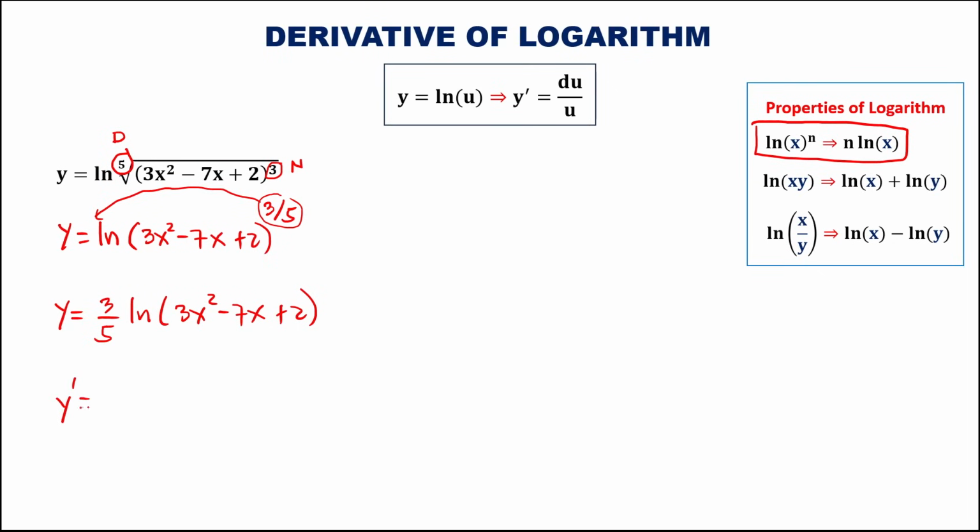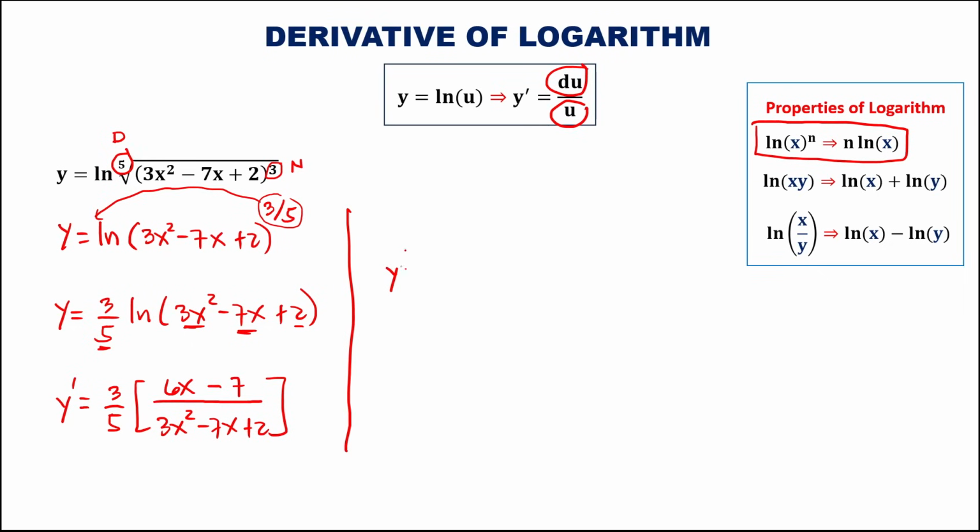Then to evaluate the derivative, again, always bring down the constant, then times, in the numerator, the derivative of u. So the derivative of 3x squared, this one is 6x, then minus the derivative of 7x, this one is 7, and the derivative of a constant, this one is 0. Then in the denominator, this is 3x squared minus 7x plus 2.